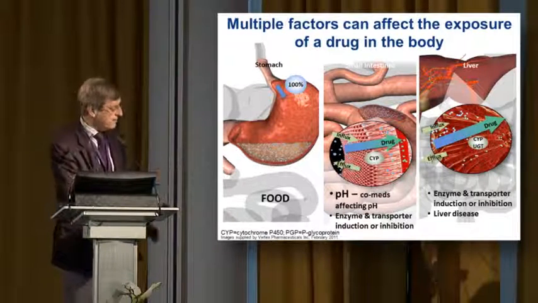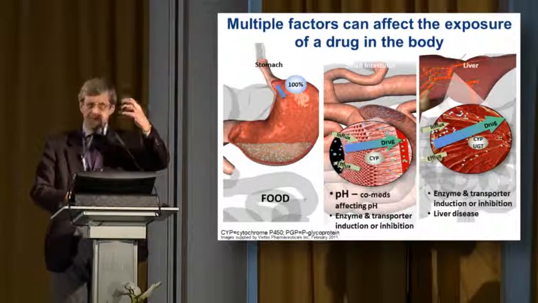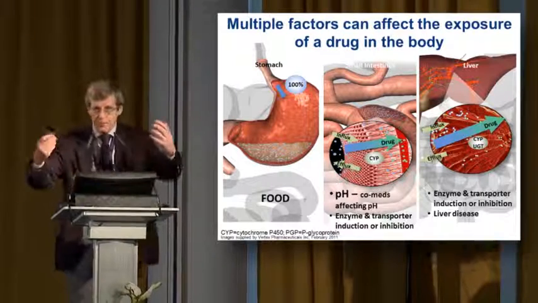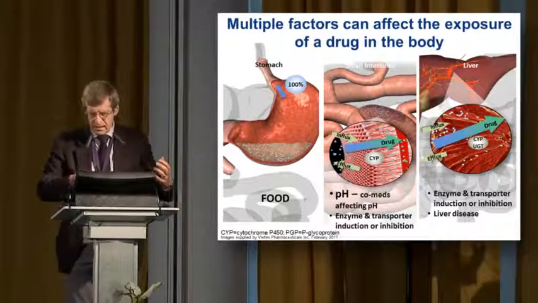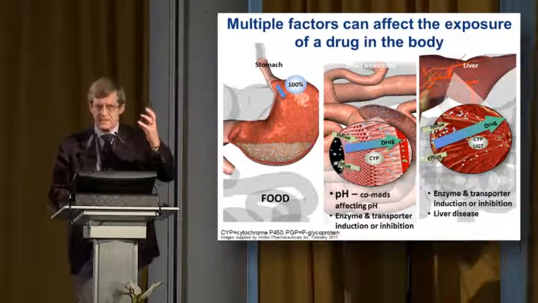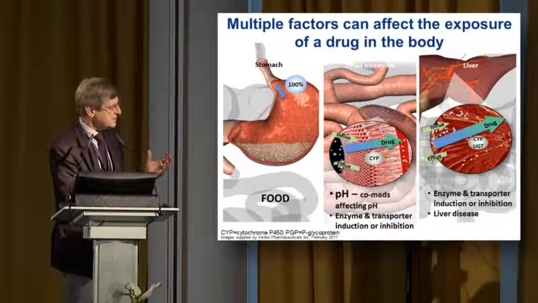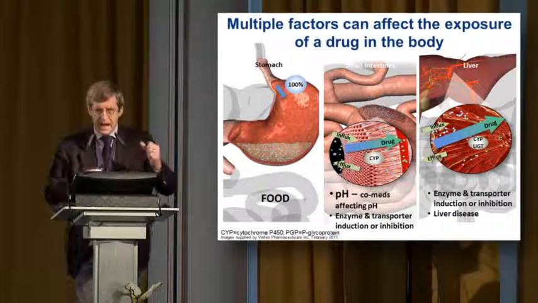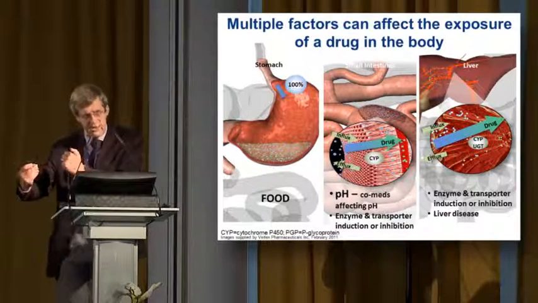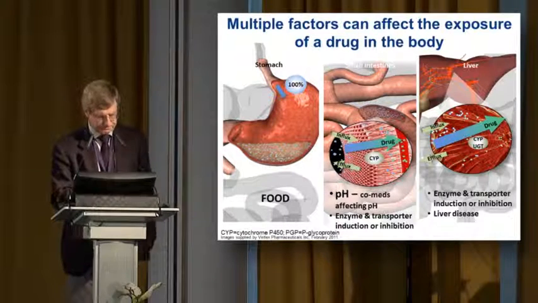So food can be a factor. The pH of the gastrointestinal tract can affect some drugs getting into the bloodstream. And then you can upregulate or downregulate the amount of key enzymes. One of those key enzymes is cytochrome P450, which is present in the gut and is also present in the liver. And we have gatekeeper proteins which help getting drugs in or out of tissues. Those are called transporters.